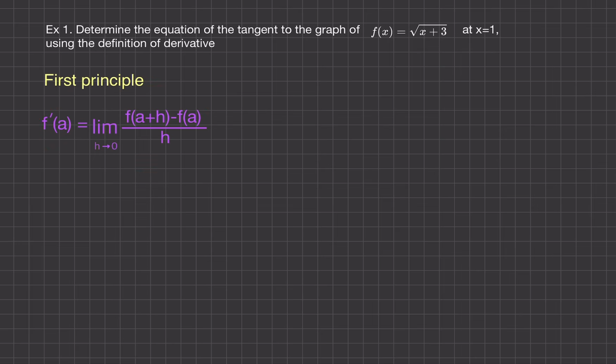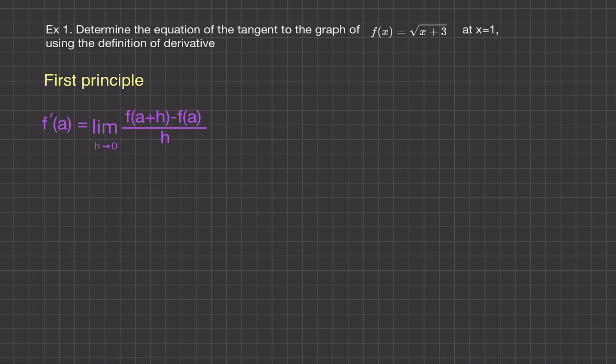Alright, let's get started. Square root functions can be a bit tricky to work with, but don't worry, we will go step by step. Here's the example. We want to find the equation of the tangent line to the graph of f of x equals square root x plus 3 at x equals 1. And we will use the definition of the derivative, which is the first principle.